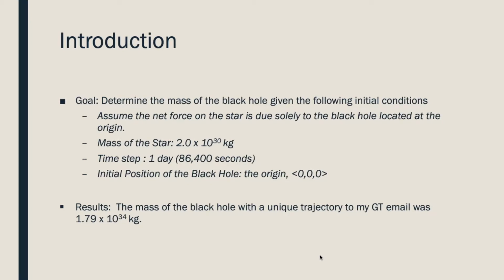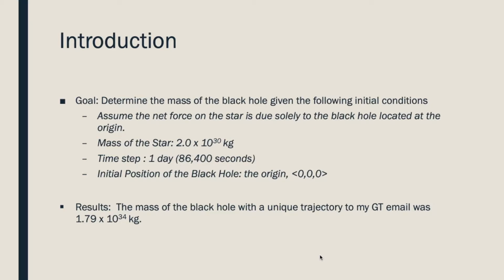We are to assume the net force on the star is due solely to the black hole. The mass of the star is given, which is 2.0 times 10 to the 30th kilograms. The time step is 1 day, which we will convert to seconds, which is 86,400 seconds. Our initial position of the black hole is the origin.